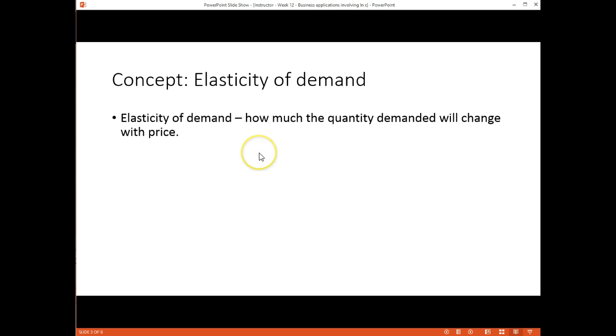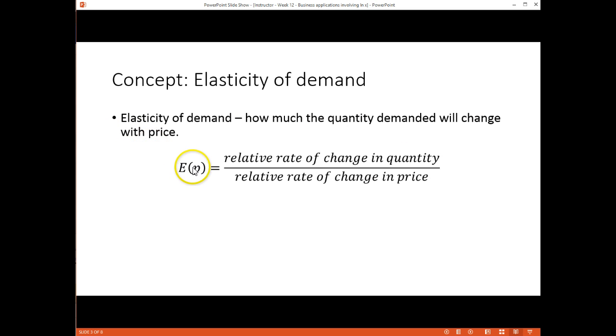The concept we're going to deal with in this chapter is the elasticity of demand. In other words, how much the quantity demanded will change with price. The basic concept is that your elasticity is a function of your price, and the relative change in quantity, we know the change in the quantity demanded is a function of price as well, divided by the relative rate of change in price.